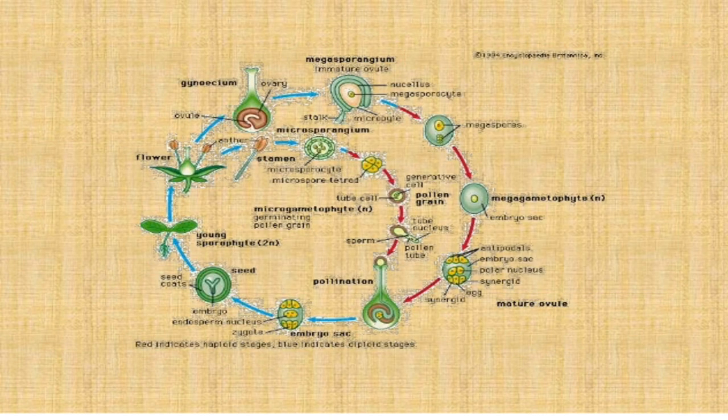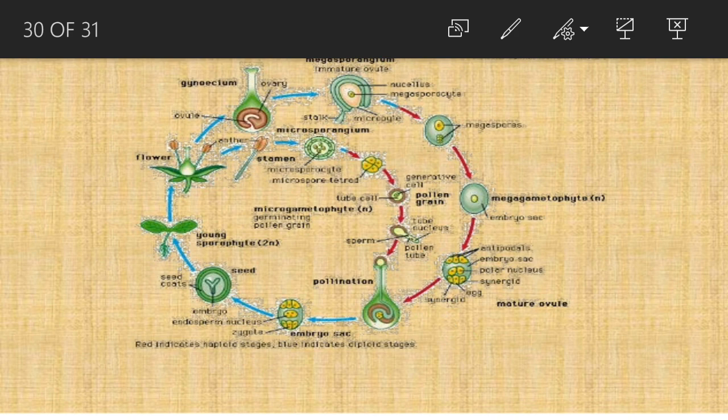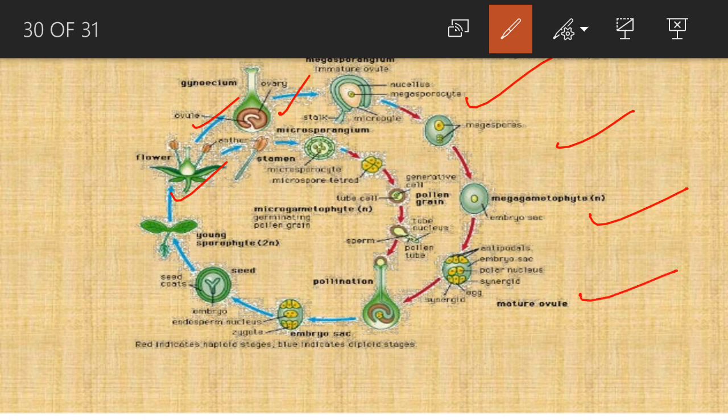So this is the life cycle of the angiospermic plant. We can see here this is a flower, and this is the female part of the flower. In the ovary there is an ovule, and this ovule has an embryo sac which develops from the megaspore mother cell, and it undergoes meiosis to form the embryo sac. Then this embryo sac divides by mitosis and forms 8 nuclei.